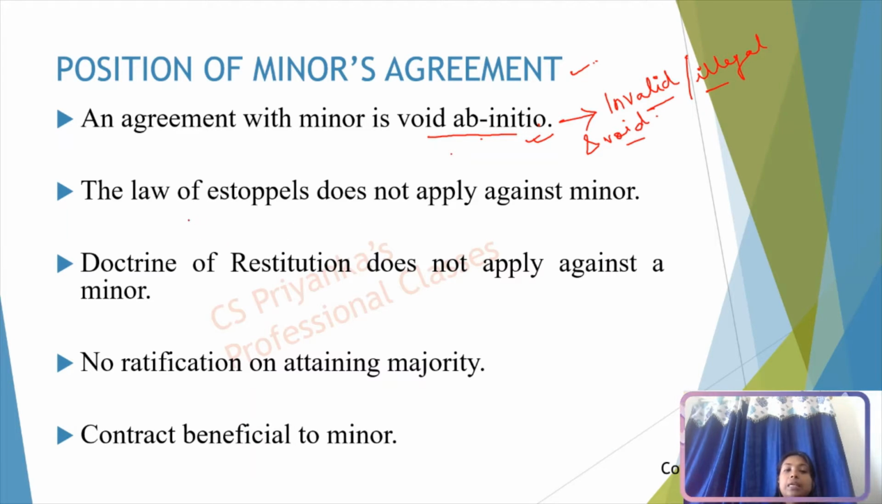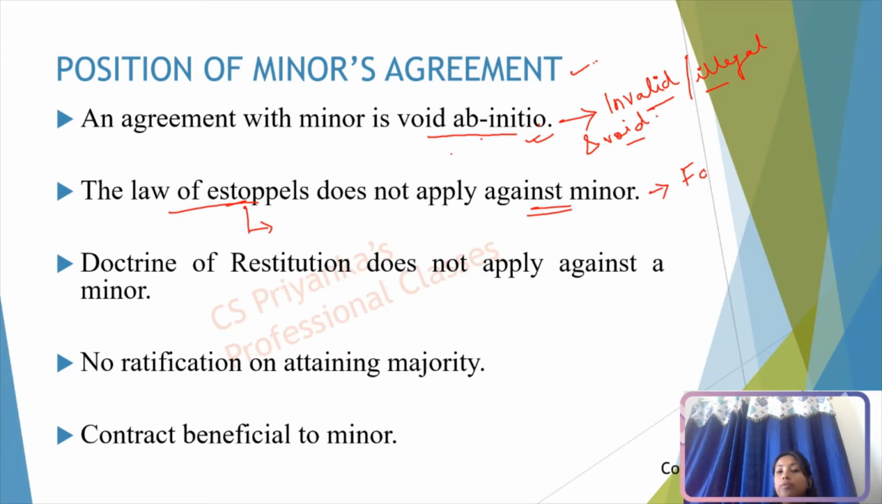Second is, the law of estoppel does not apply against a minor. What do you mean by the law of estoppel? Estoppel means that a person who is not the owner is acting as an owner with the consent of the actual owner. I can give you one example.